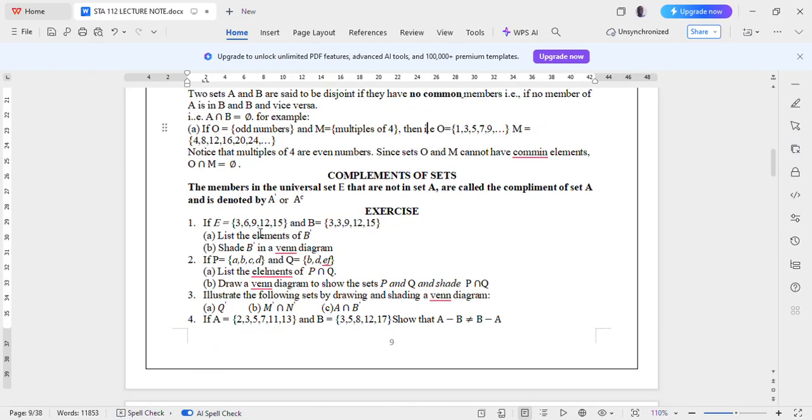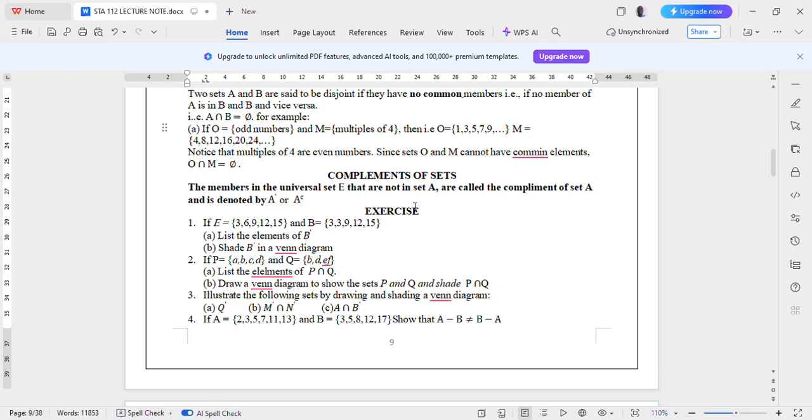Then the complement of a set now. The elements in the universal set that are not in set A are called the complement of the set, and denoted by A prime or A raised to the power C. So that is A complement.